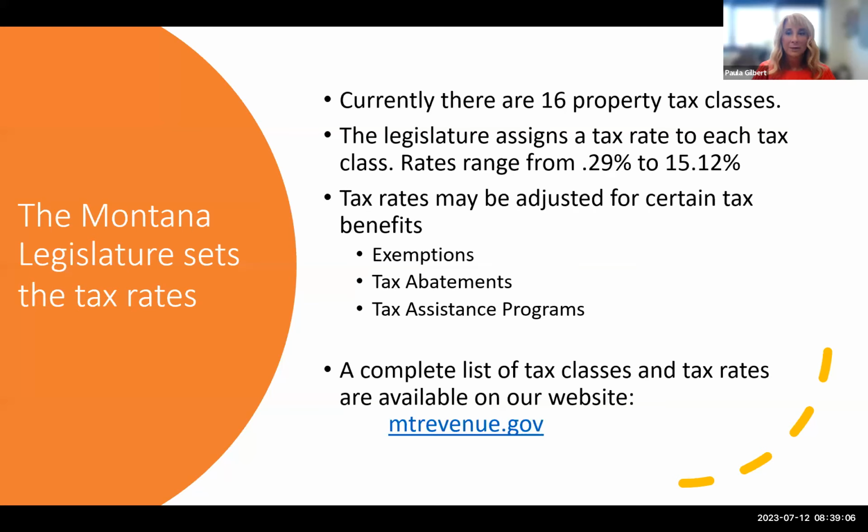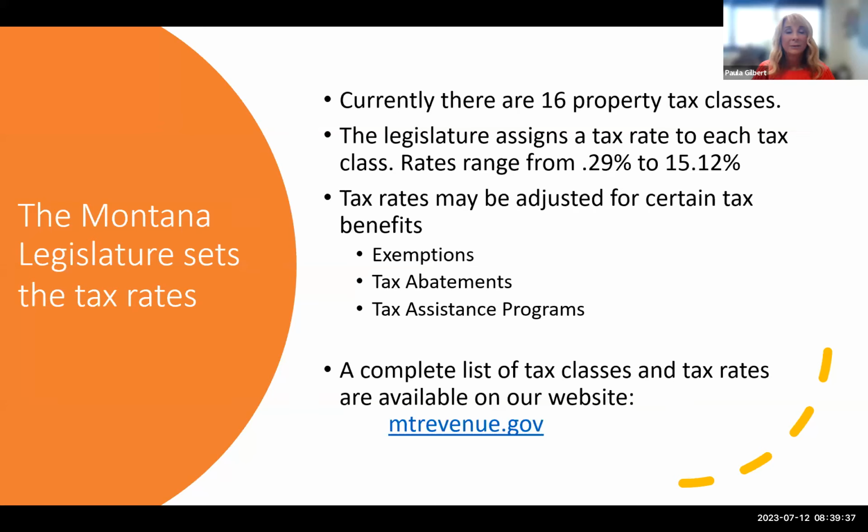We mainly deal with Class 3, which includes agricultural and forest land, and Class 4, which includes residential and commercial properties. The tax rates associated with those are 1.35% for residential properties, 1.89% for commercial properties, 2.16% for qualified agricultural land, and 15.12% for non-qualified agricultural land.